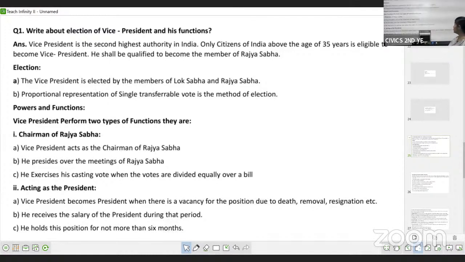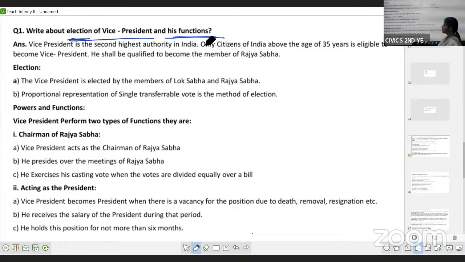The first question is: write about election of vice president and his functions. So here the question is divided into two parts. In the first part it is asking you to write about how the vice president is elected, and what are his functions in the second part. So let us start with this.